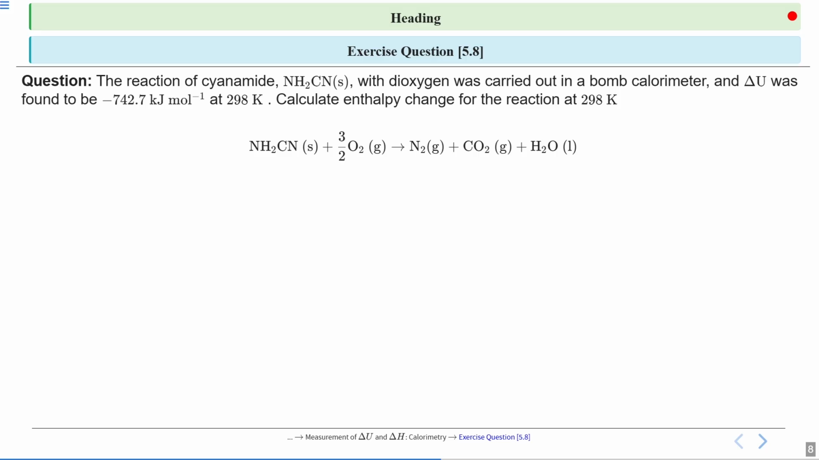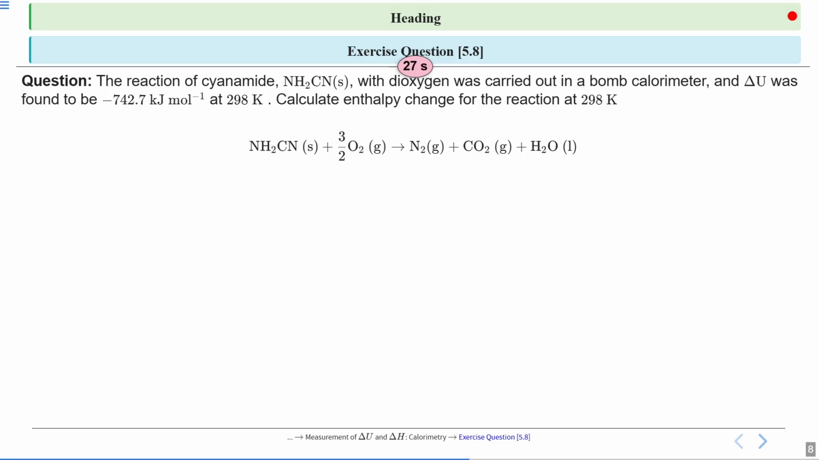You have a reaction for the combustion also. You can see that the cyanamide is reacting to give us nitrogen, carbon dioxide, and water. So this is basically combustion of cyanamide. Your time to solve this question starts now. So I am giving you 30 seconds to solve it.